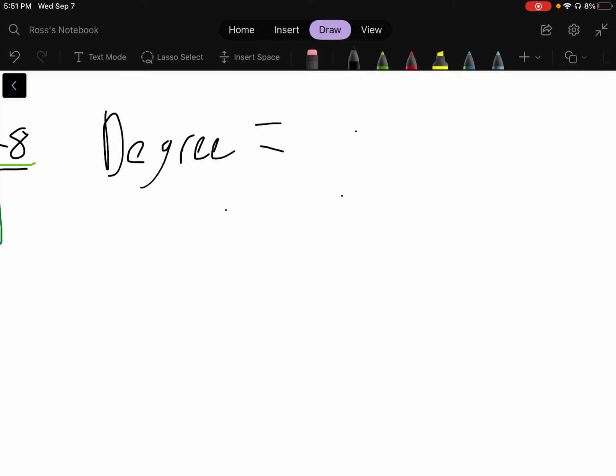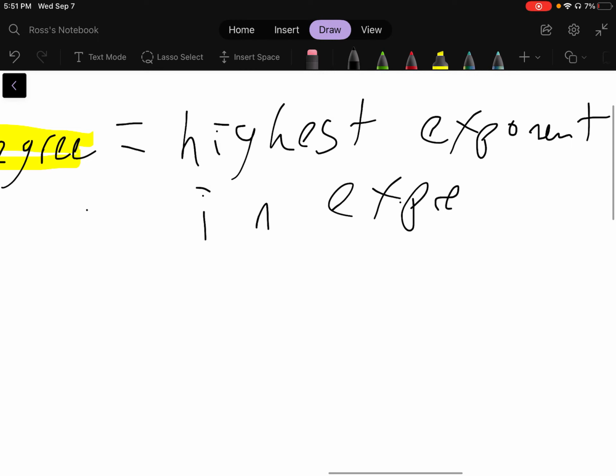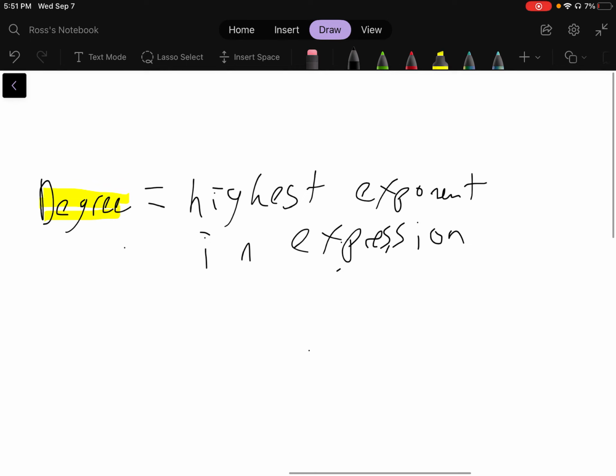the toolkit notes into your notebook. So degree. This is a vocab word we need to know. We will talk about the degree of a function, the degree of an expression. It's just talking about the highest exponent in an expression. When you write definitions and you're taking notes, my recommendation is you write the word, definition, right? Highest exponent in an expression.